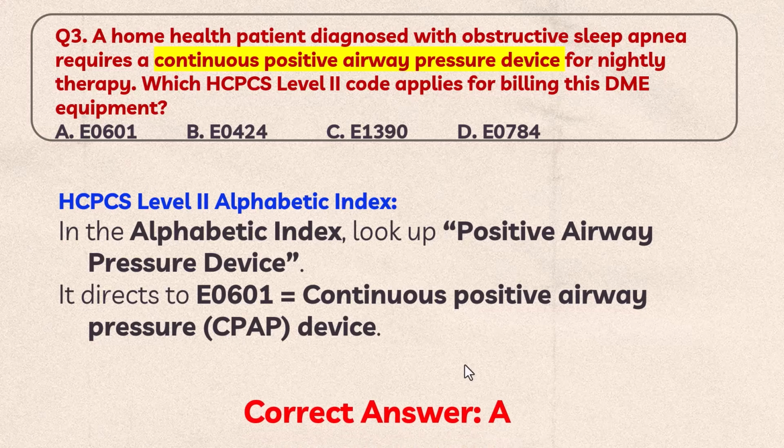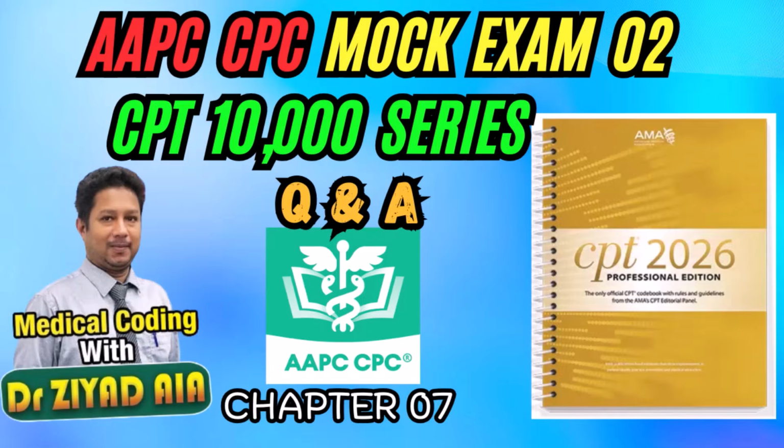So this is the end of the HCPCS Level 2 questions. Chapter 7, CPT 10,000 series questions. There are 6 questions. Question number 1.